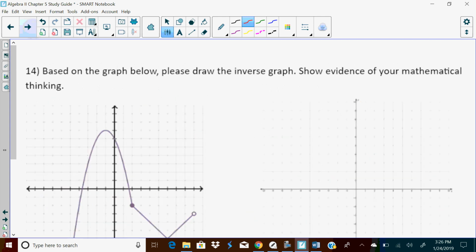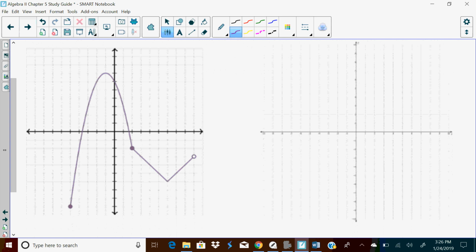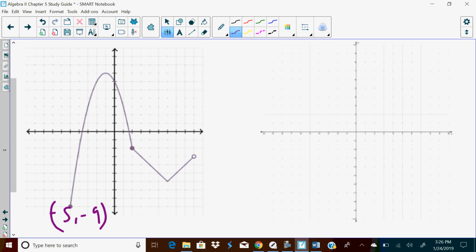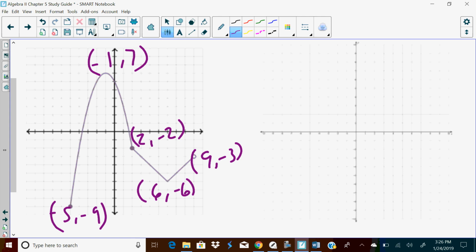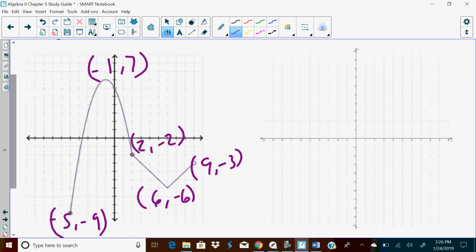Problem 14 says, based on the graph below, please draw the inverse. So I labeled my points, just to kind of help me out to see where everything was. So this is -5, -9. The top vertex is -1, 7. This point right here is 2, -2. This point here is 6, -6. And then I have 9, -3. So then when I went to graph it, I then switched them. So I graphed -9, -5.